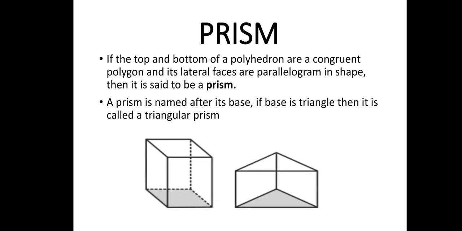These are the two figures of a prism. In the first figure, the base and top are congruent rectangles and lateral faces are rectangles, and we know that a prism is named after its base, so it will be a rectangular prism. In the second one, the base and top are congruent triangles and lateral faces are rectangles, and the prism is named after its base, and the base is a triangle, so it will be a triangular prism. So the very first example is of a rectangular prism, the second example is of a triangular prism.